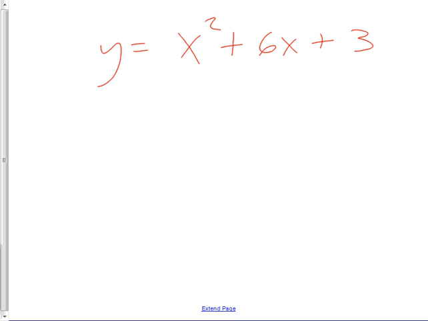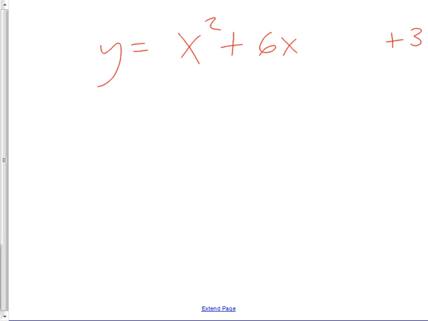Because that last number should be a what? Should be a 9. So here's what we do. This is called completing the square. We say, well, it would be awesome if this number right there was a 9. So we just move the plus 3 over.